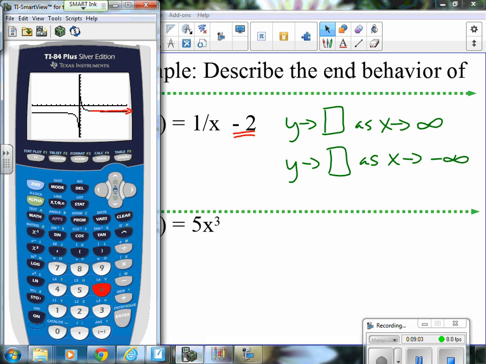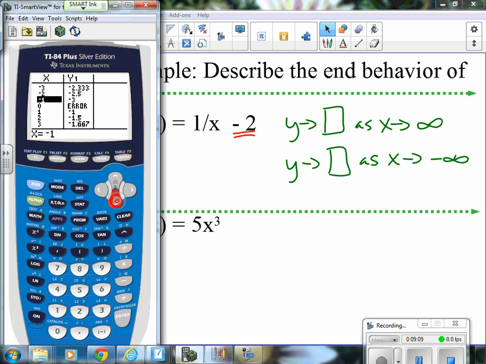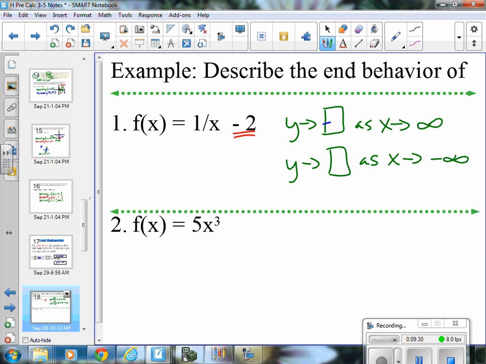If you're not certain, trace on your graph or look at your table. When I go to my table, if I arrow and have x get bigger and bigger and bigger, look at what the y values are doing. As x gets larger, it sure looks like to me that the y's are getting closer and closer to -2. Your graphing calculator may never say -2, or if it does, it's only because it's rounding. But at some point, it's going to get closer and closer to -2. That's where that asymptote went. So y approaches -2 as x gets really, really big.